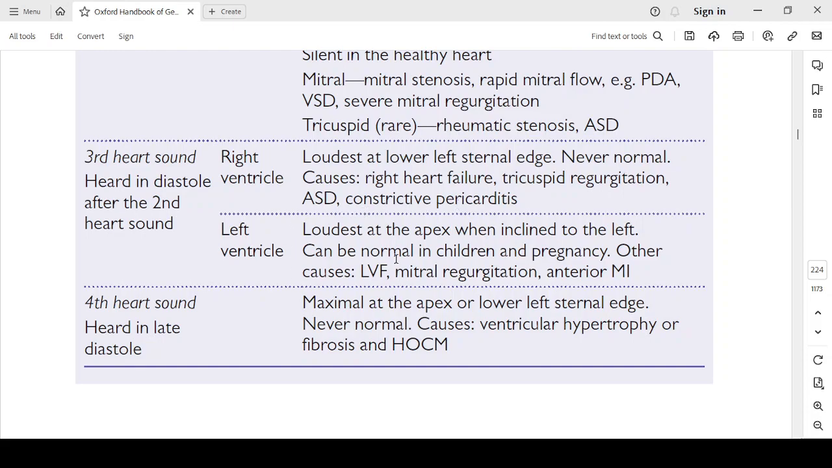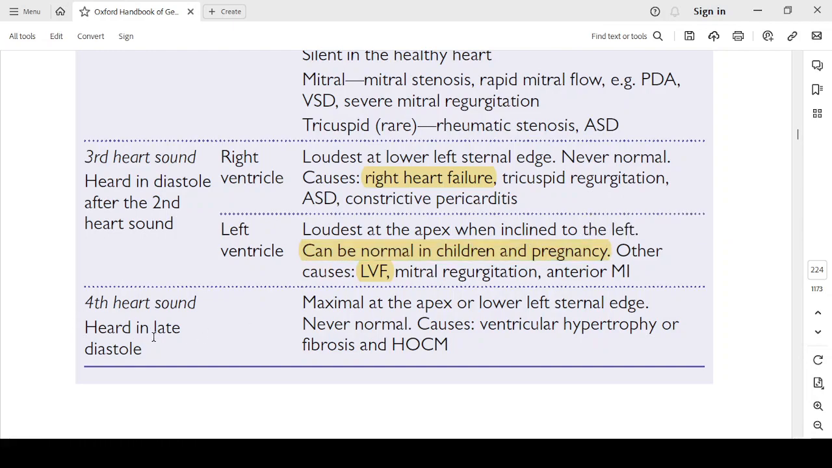Left ventricular S3 is loudest at the apex when inclined to the left, and can be normal in children and pregnancy. Other causes are left ventricular failure, mitral regurgitation or anterior MI. So, a third heart sound is majorly caused by either right or left heart failure, or tricuspid or mitral regurgitation, or an MI, constrictive pericarditis. However, it can also be normal in children and in pregnancy.